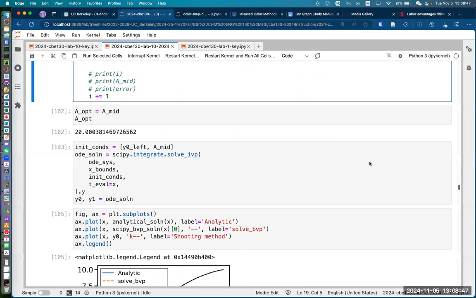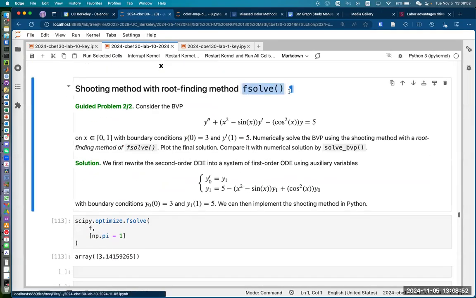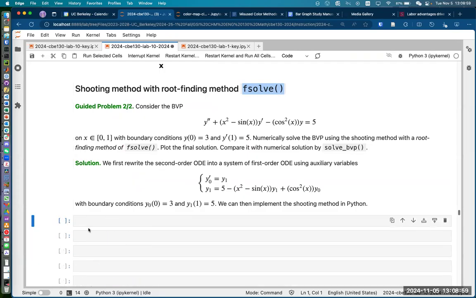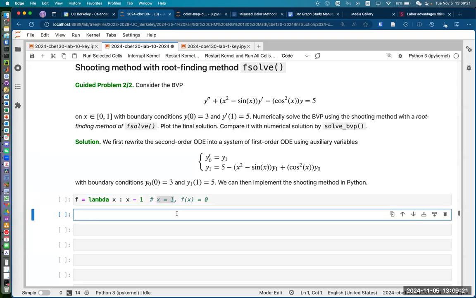Okay. So the next part, I guess, will be easier because instead of a root finding algorithm, we use fsolve. It stands for function solving. What it does is find the root for some function. For example, I have a function, f is lambda x: x minus 1. This is a linear function. And we know that when x is equal to 1, f of x is 0. So what the function does is find the x at which the function is equal to 0.